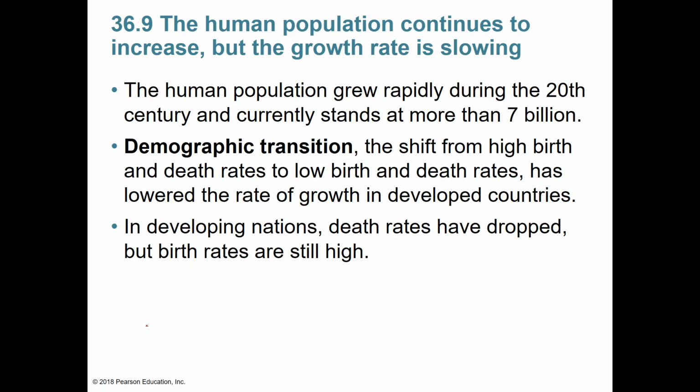What we saw is something called a demographic transition. This is when our population shifted from high birth and death rates to low birth and death rates. We'll see that throughout the nation, throughout the planet, in different areas where development is more advanced in some areas, these demographic transitions are in different states. In developing nations, death rates have dropped because of advancements in medicine, but birth rates are still extremely high.